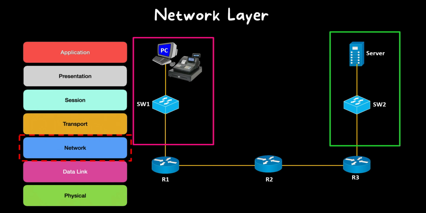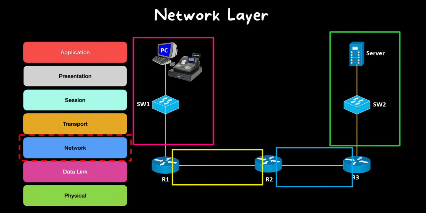This server network may exist in the same showroom or the nearest building, or it may even be hosted outside the country. From the network diagram you can see that the showroom network and the server network are not directly connected. They are connected using multiple routers in between. Here we have another network between routers R1 and R2, and one more network between routers R2 and R3. So there are two networks available between the showroom network and the server network.